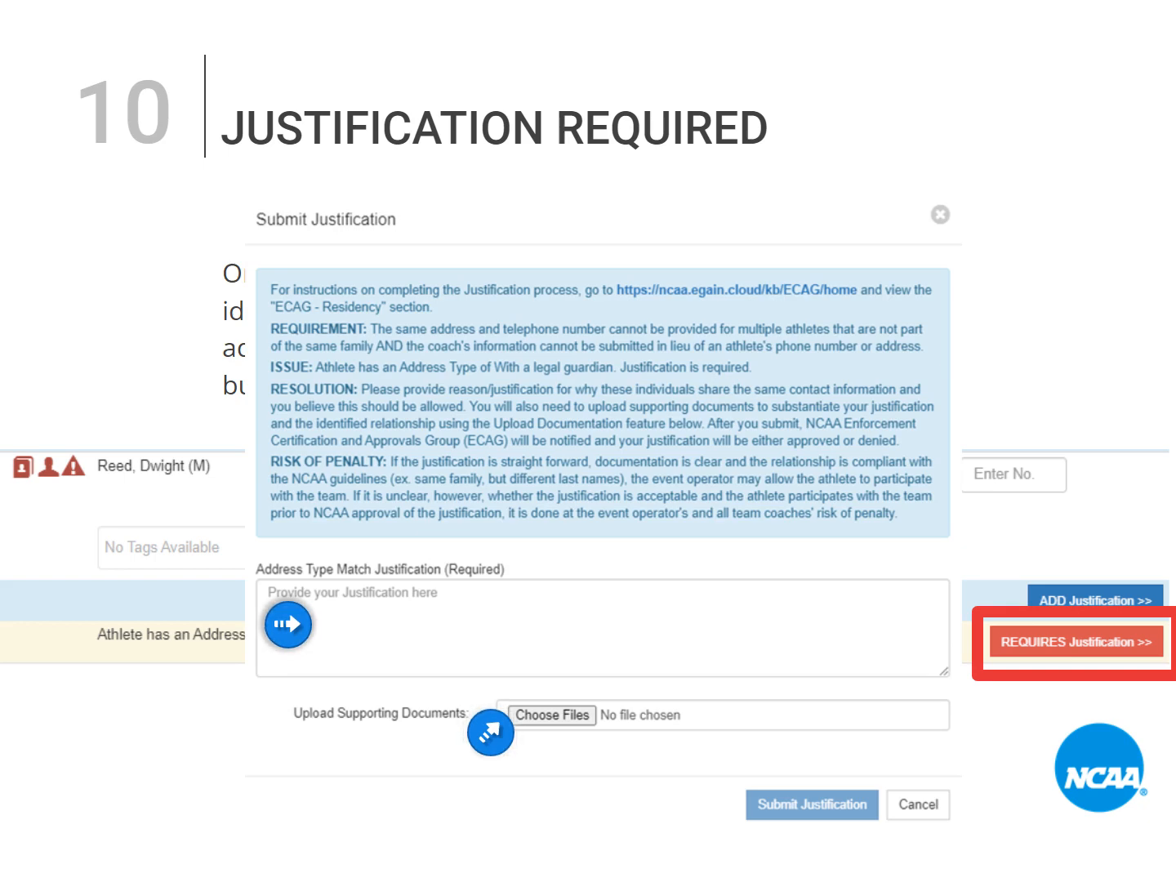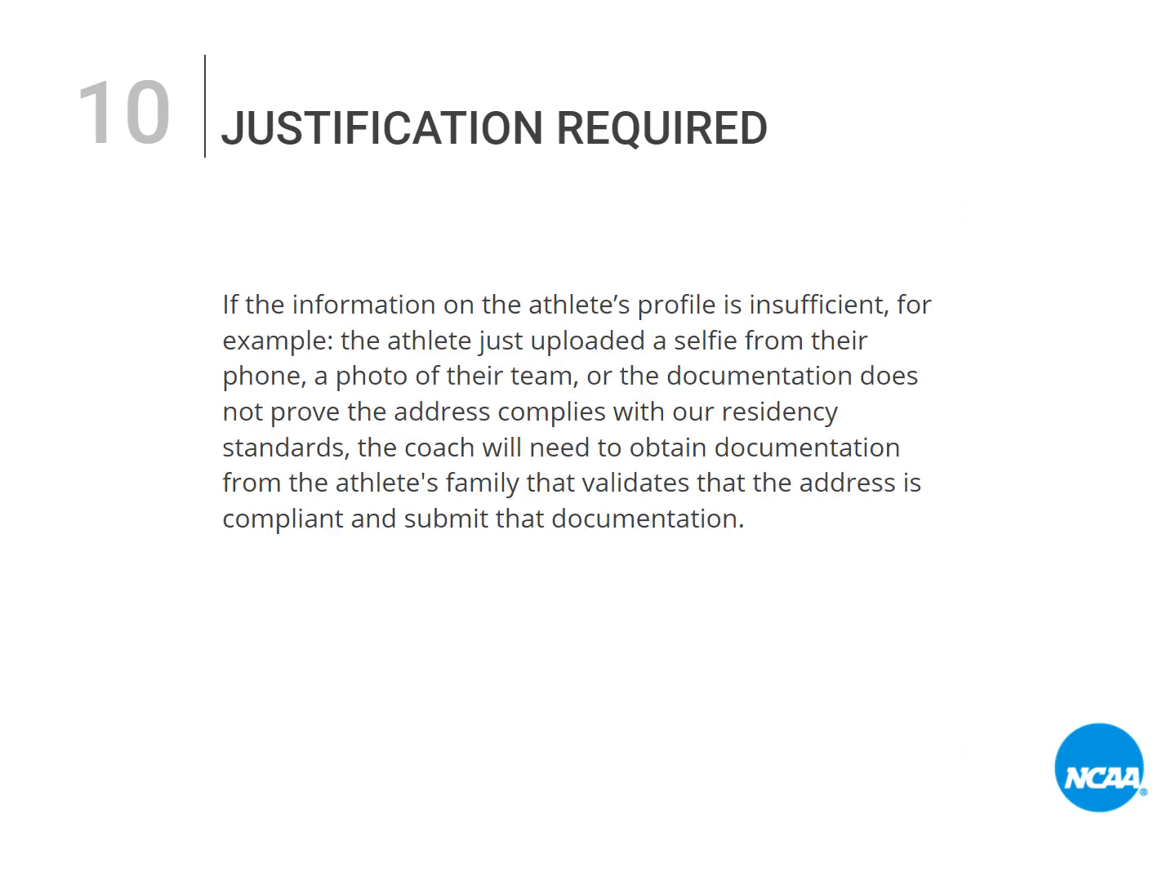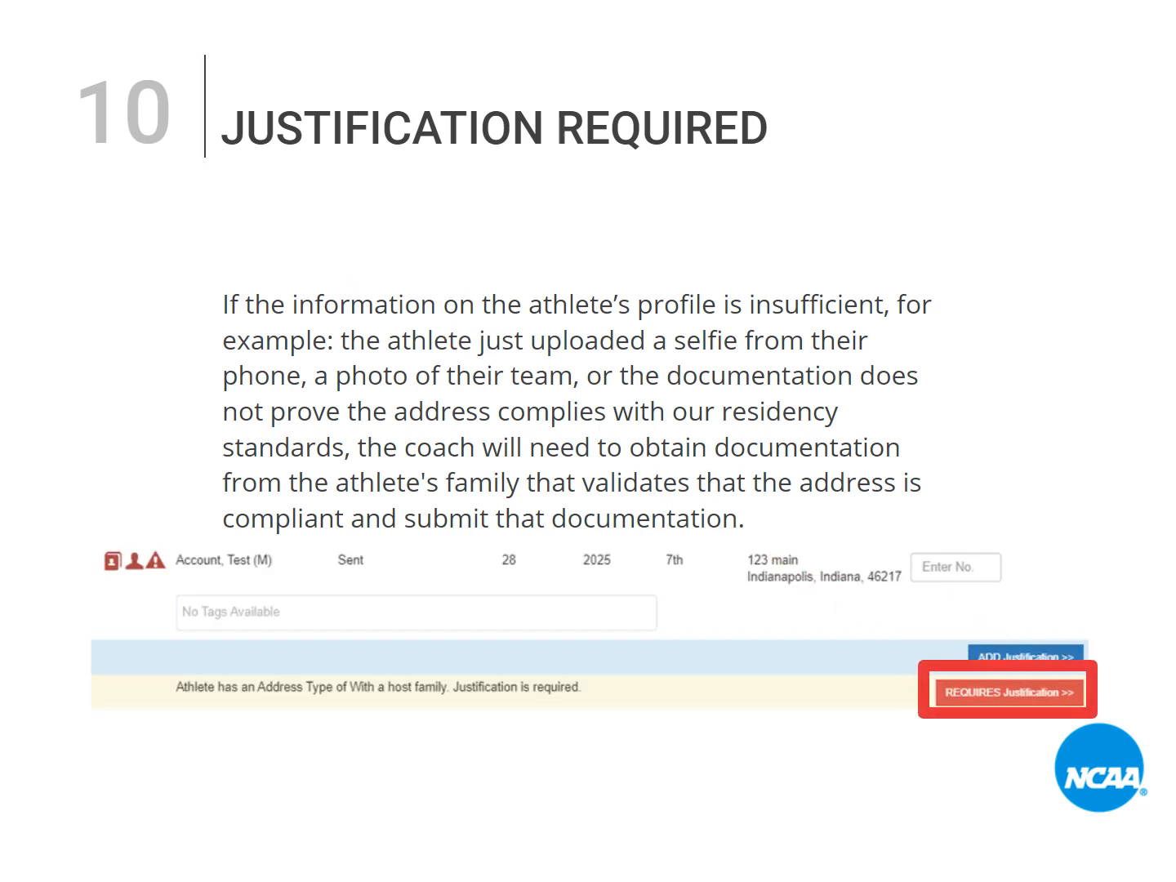In some cases, the documentation uploaded by the athlete may be enough and the coach can simply write or type up a response that says, "See documents on athlete's profile," and upload a text document. If the information on the athlete's profile is insufficient, for example, the athlete just uploaded a selfie from their phone, a photo of their team, or the documentation does not prove the address complies with our residency standards, the coach will need to obtain documentation from the athlete's family that validates that the address is compliant and submit that documentation via the red Requires Justification button on the coach's bench.